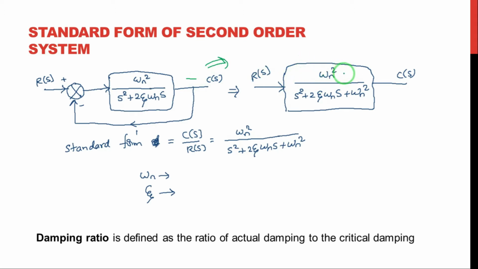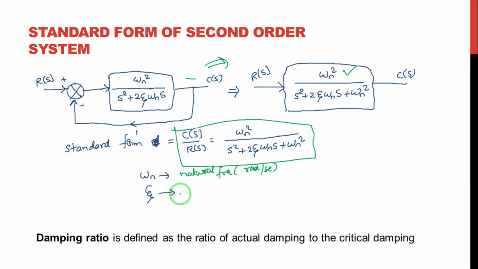This is the basic form of the transfer function of a second order system: omega n square divided by s square plus 2 zeta omega n s plus omega n square, where omega n is the natural frequency and zeta is the damping ratio. See here, this is the second order system.